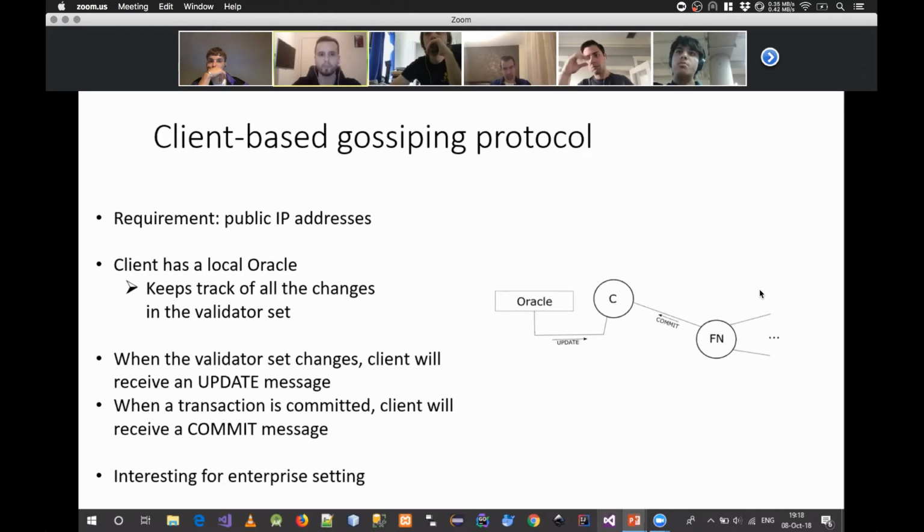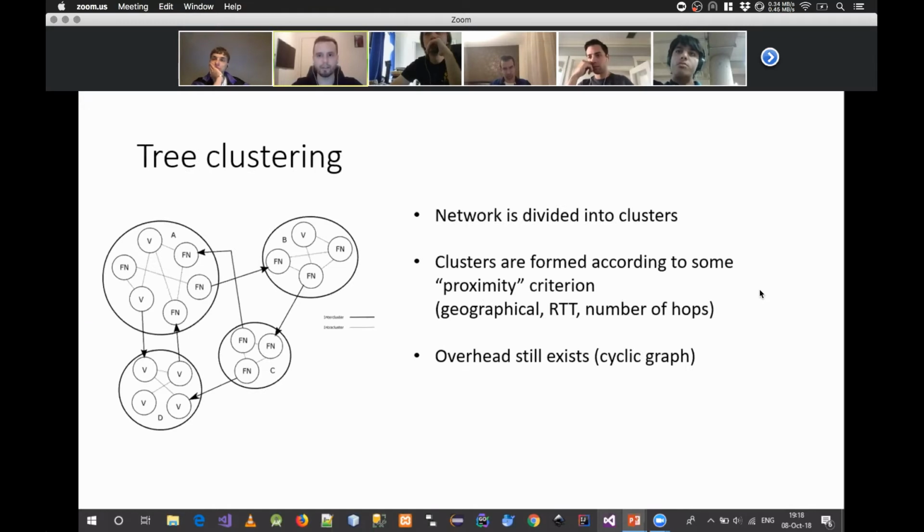And the next approach is based on having a structured overlay, or actually on classifying servers or nodes in the network into structured groups. The approach will be called tree clustering, and those groups are denoted as clusters. So now let's assume that we have a network of nodes where the entire network is divided into clusters. Each cluster contains multiple nodes within it. Clusters are formed according to some proximity criterion. For example, geographical criterion: nodes that are geographically close to one another form a cluster.